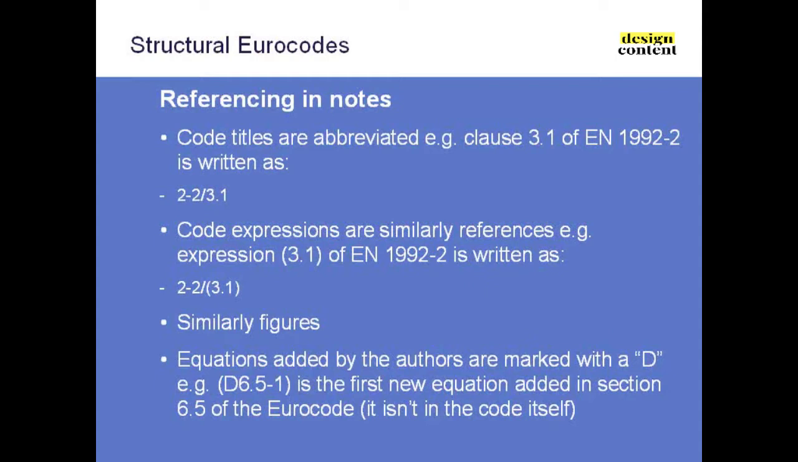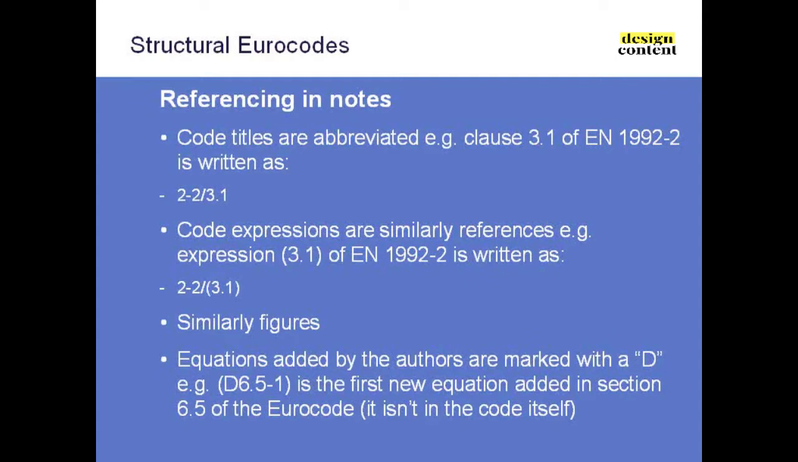Every formula in the Eurocodes has a unique expression number, which is always given in brackets in the Eurocodes. So if you see expression 3.1 there in brackets of Eurocode 2 Part 2, again that would be abbreviated as EC2-2/(3.1), shorthand. Figures are done in the same way.